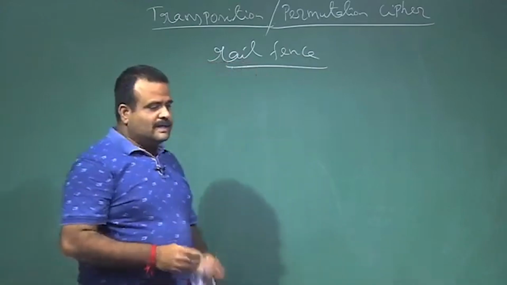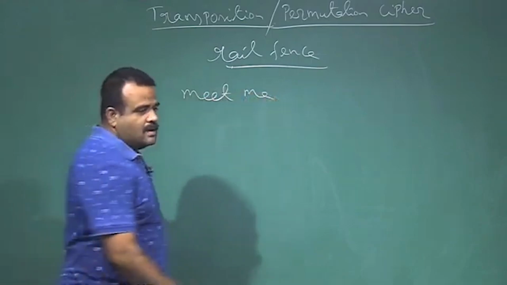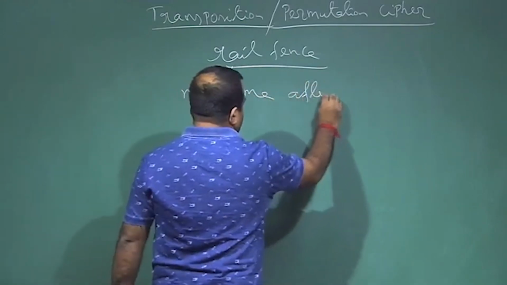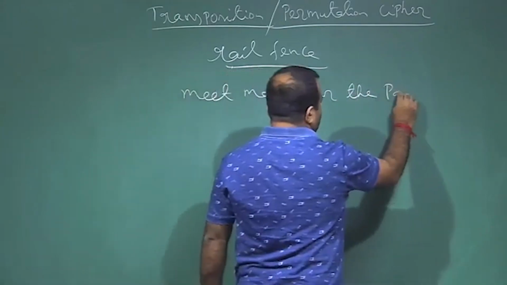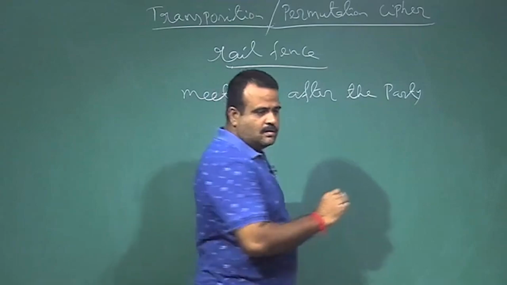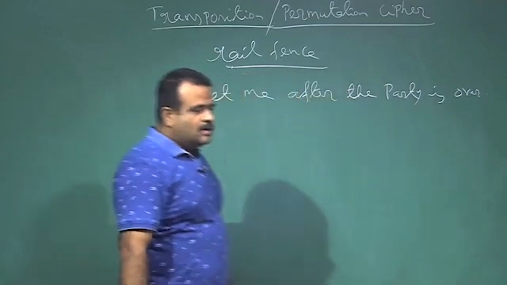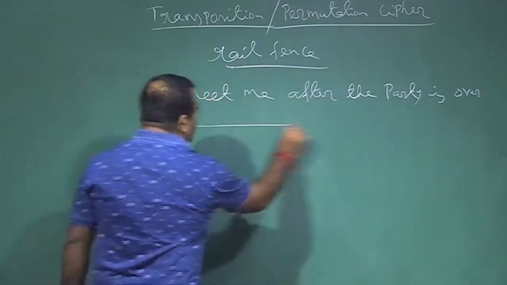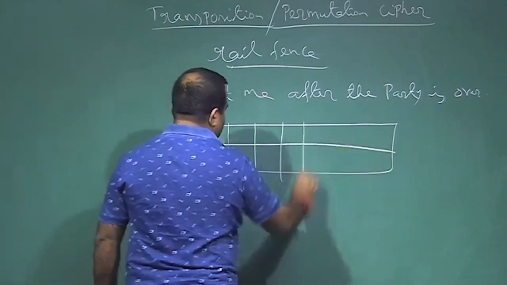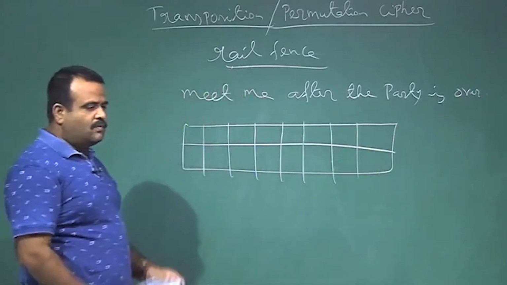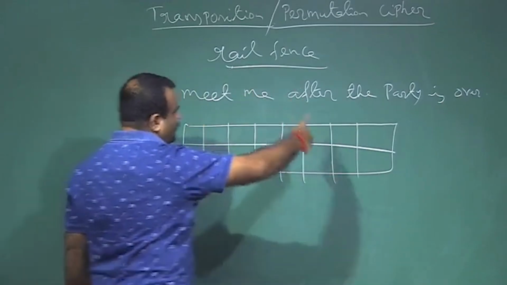Suppose we have a plain text like this: meet me after the party, after the party is over. Okay. So, what do we do? Suppose we have a 2 by 2 matrix. This is called rail fence. This could be 3 by 3, 4 by 4, like this. So, we will put this in this way, like a rail track.